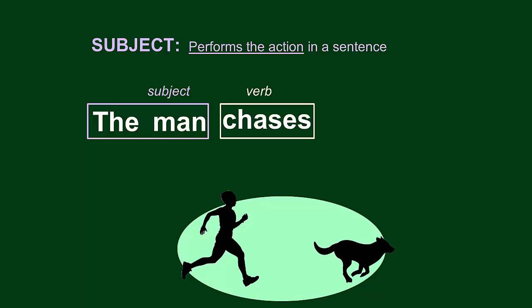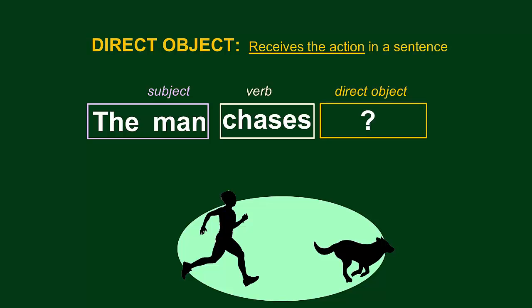Okay, now what other questions do you have when you look at that sentence? The man is chasing. Well, great, but what is he chasing? Now the answer to that question will give you the direct object of the sentence. The direct object is the word that receives the action of the verb. What is the man chasing? That'd be the dog. The dog is being chased. In other words, the dog is receiving the action of the verb. That means the dog is the direct object of the sentence.